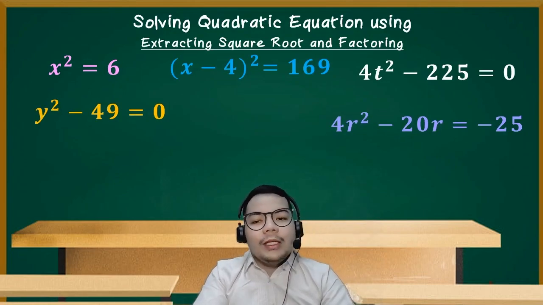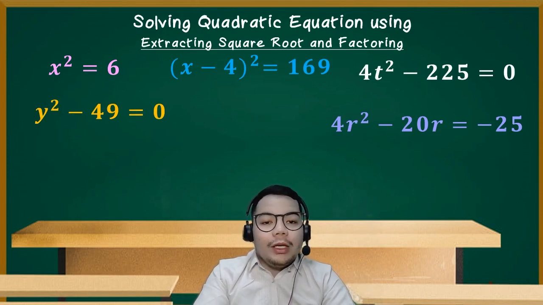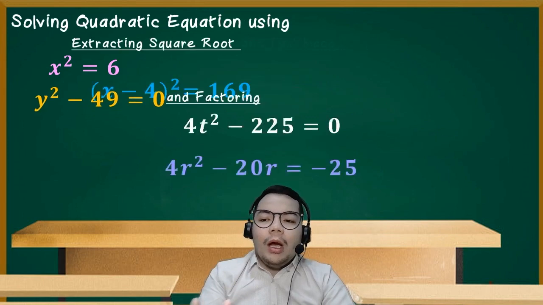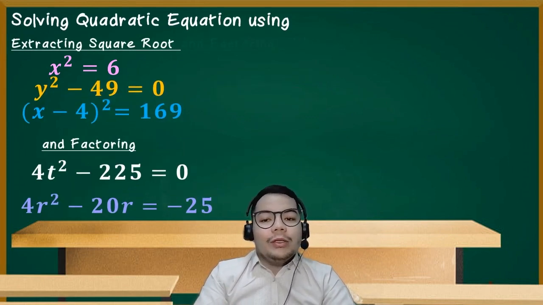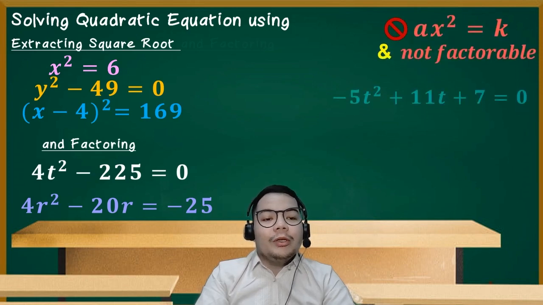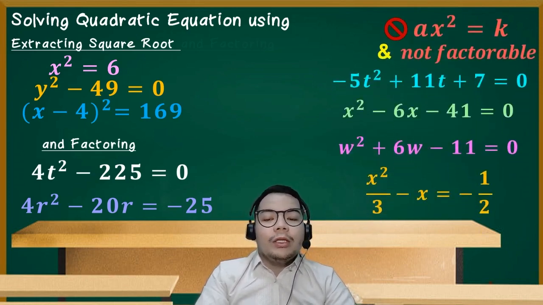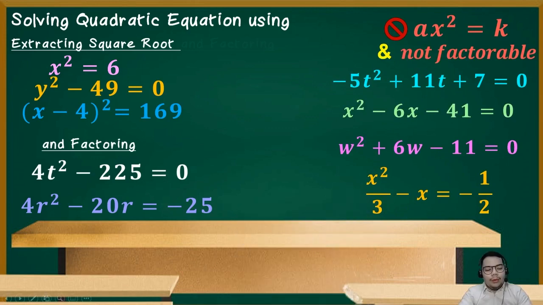From the previous lessons, you learned about solving quadratic equations using extracting square roots and factoring. However, there are limitations in using these methods, especially if the given equation cannot be transformed into the form ax squared is equal to k, or the trinomial part is not factorable like these examples.